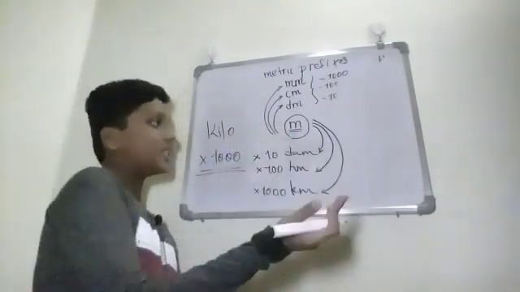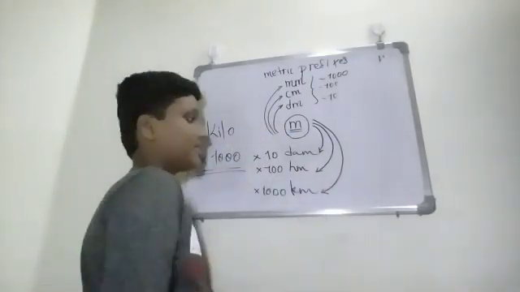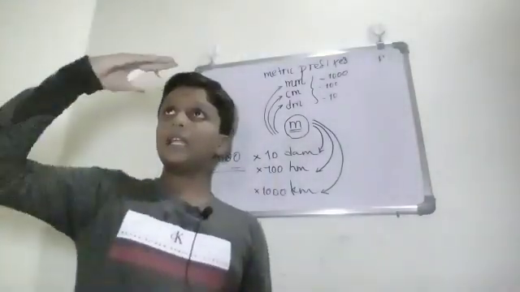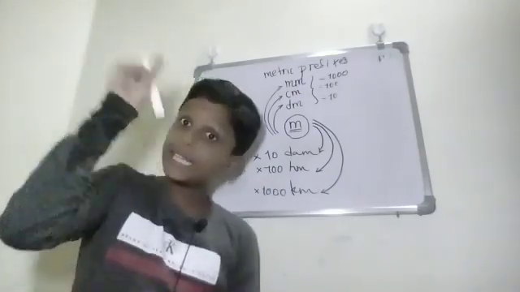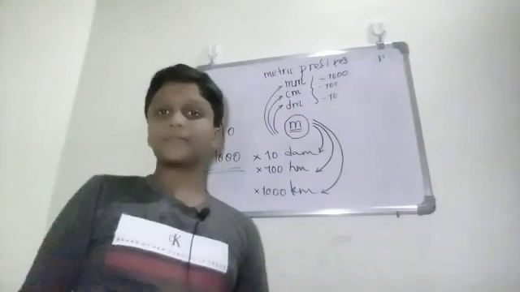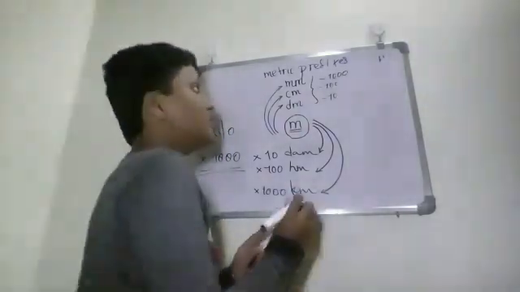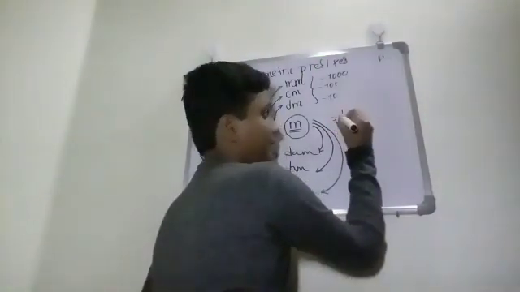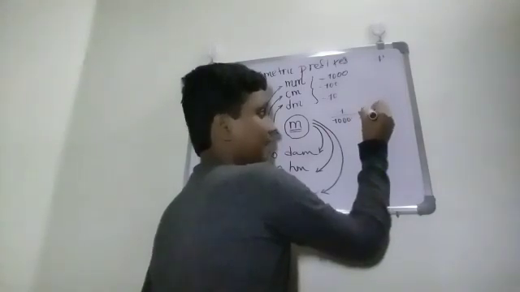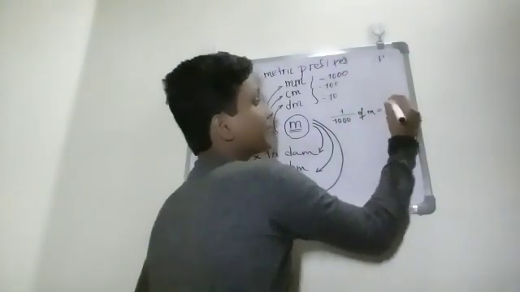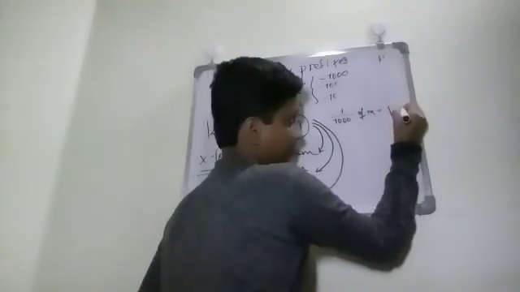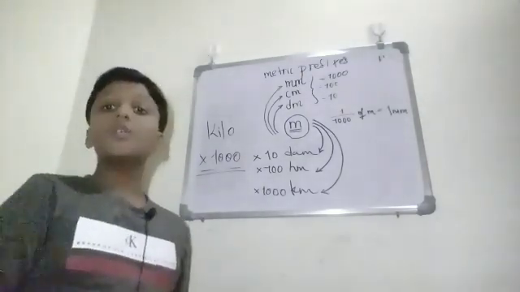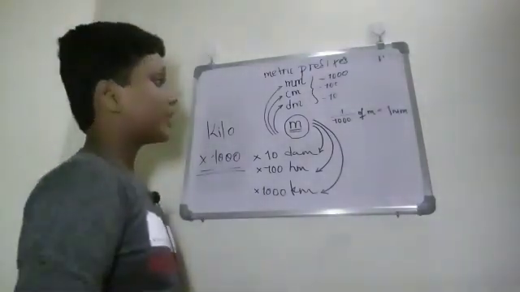So what relation can you get from this? Taking millimeter first, if you take a meter and cut it into 1000 equal parts, each one will be equal to 1 millimeter. So we can say that 1 by 1000 of a meter is equal to 1 millimeter. That is the relation you can get.